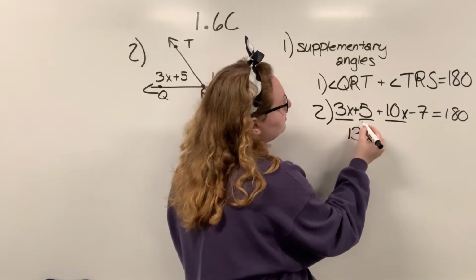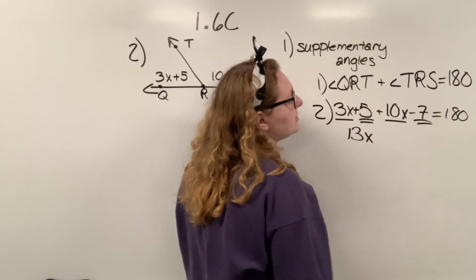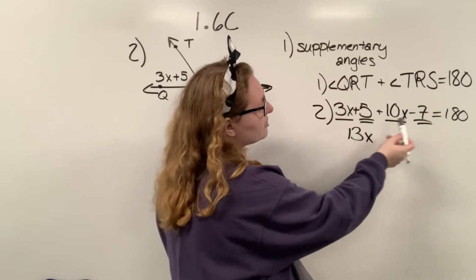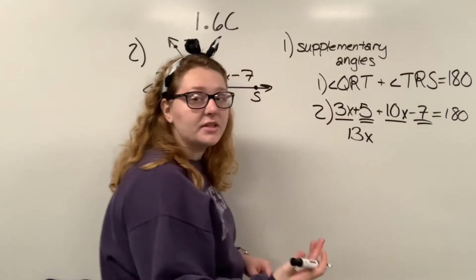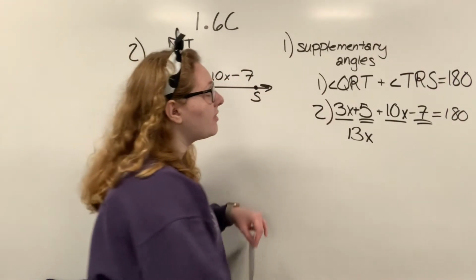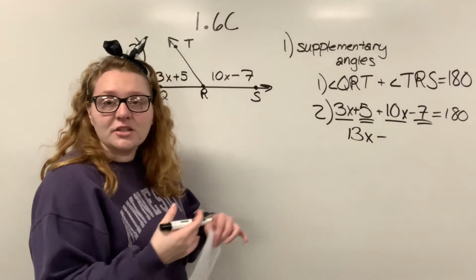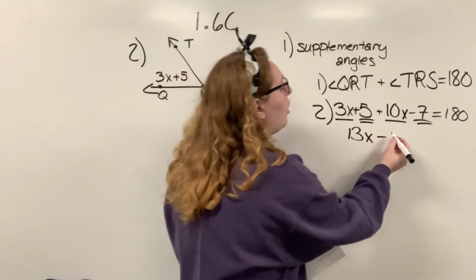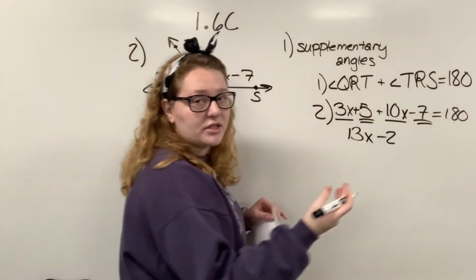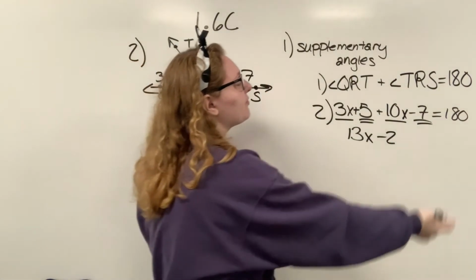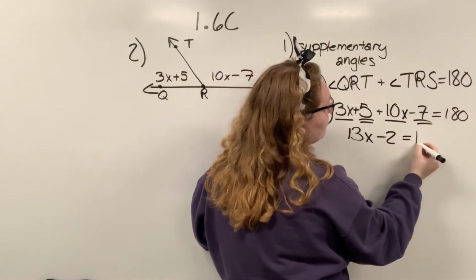Then I see two constant terms. Okay, since 5 is positive and 7 is negative, and 7's the bigger number, and it's negative, that means our answer is going to be negative. If you have $5, but you spend 7, now you owe $2 more, okay? So we have a negative 2, and now we're gonna bring back that equals 180.